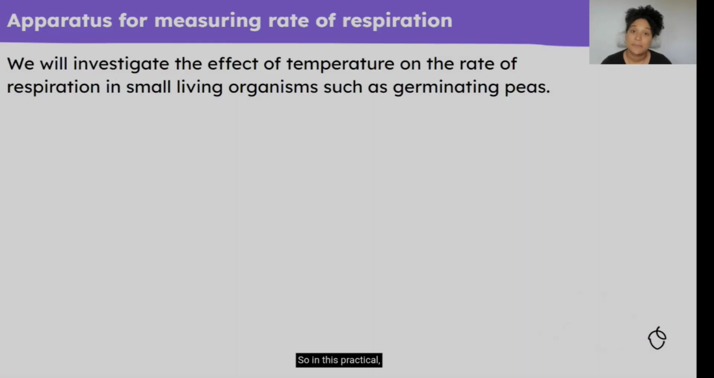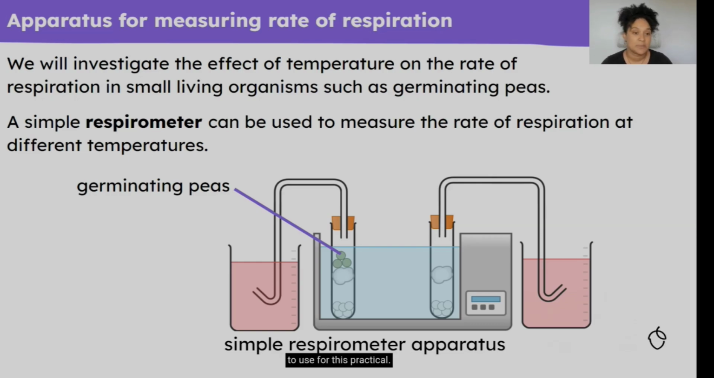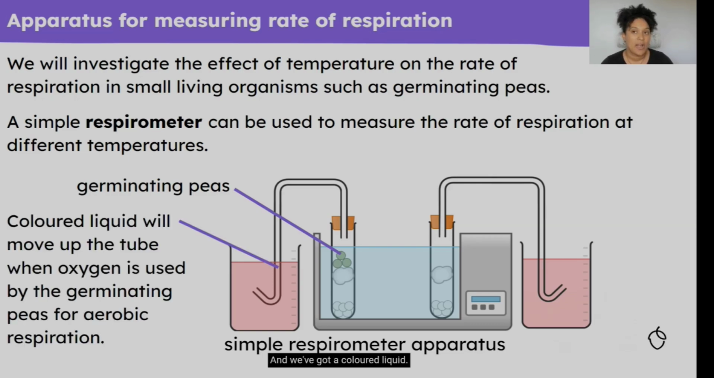So in this practical, we will investigate the effect of temperature on the rate of respiration in small living organisms such as germinating peas. A simple respirometer can be used to measure the rate of respiration at different temperatures, and so this is the setup for the equipment that we're going to use today. So we've got our germinating peas inside the boiling tube, that's the organism that we've chosen to use for this practical. And we've got a coloured liquid.